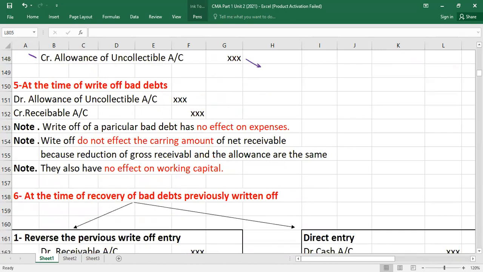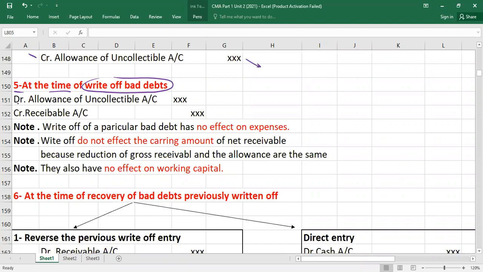Here we have some theoretical questions as well as entries. Entry number 5, at the time of write-off of bad debts. What is write-off? For example, generally I was thinking 5% of receivables I will not collect, assume. But now I came to know Mr. A got declared bankrupt, or he is going to leave the country, or he has already left the country, or simply he has denied that he will pay. And I'm sure now I'm not going to collect this money. So it means I have to write off, we'd say kick off from my financial statement. Right or wrong?